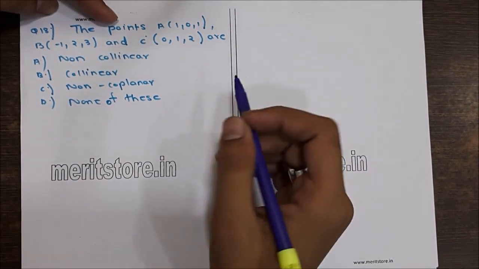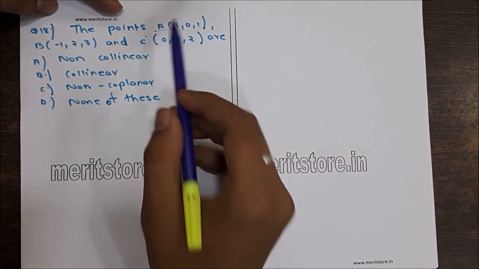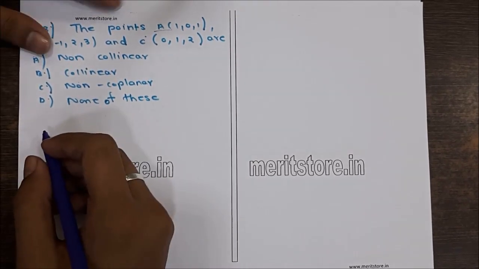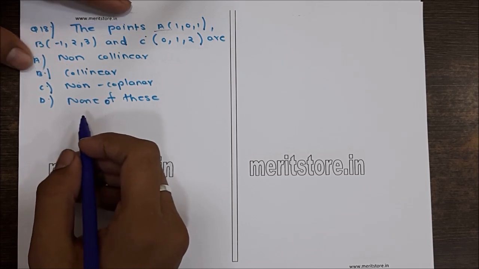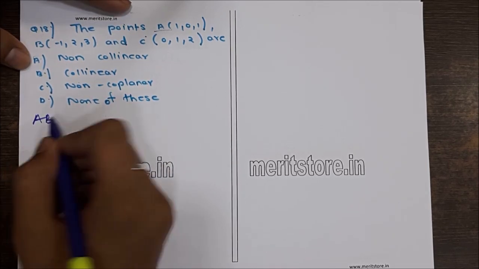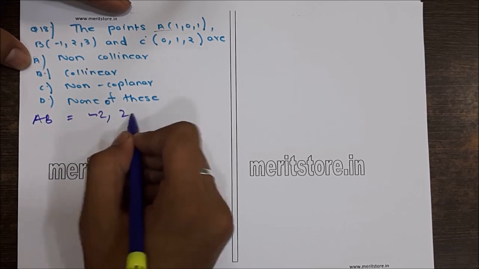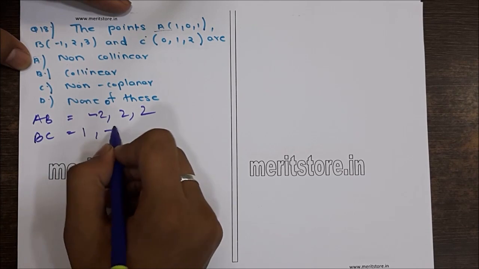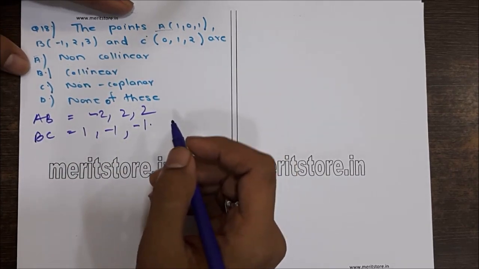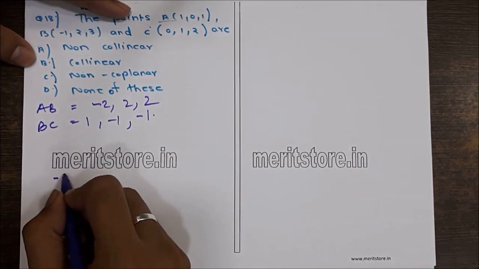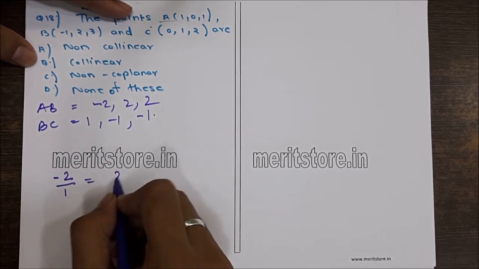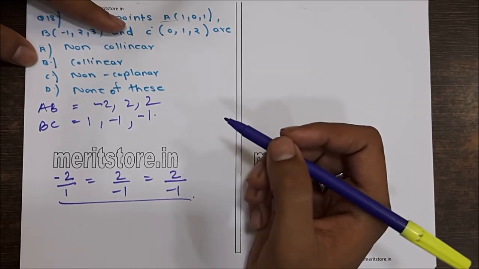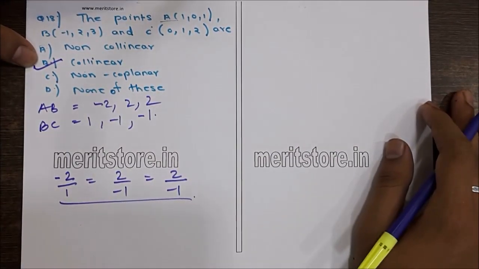Question number 18. The points A, B and C are non-collinear, collinear, non-coplanar or none of these. Okay, now direction ratios of AB would be -2, 2 and 2, and that of BC would be 1, -1 and -1 respectively. So here we'll get our ratio as -2, 1, which is equal. So from this we can conclude that the given points are collinear. So our correct answer is option B.